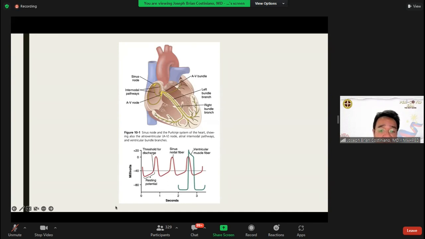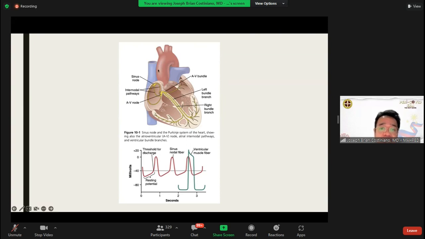But then there is a threshold for discharge, and when it reaches negative 40, it will cause self-excitation. And then because of sodium and calcium, it will push again back towards your resting membrane potential. And because of this threshold for discharge, once your sinus node is activated, it will also activate your ventricular muscle fibers. How does it activate them?